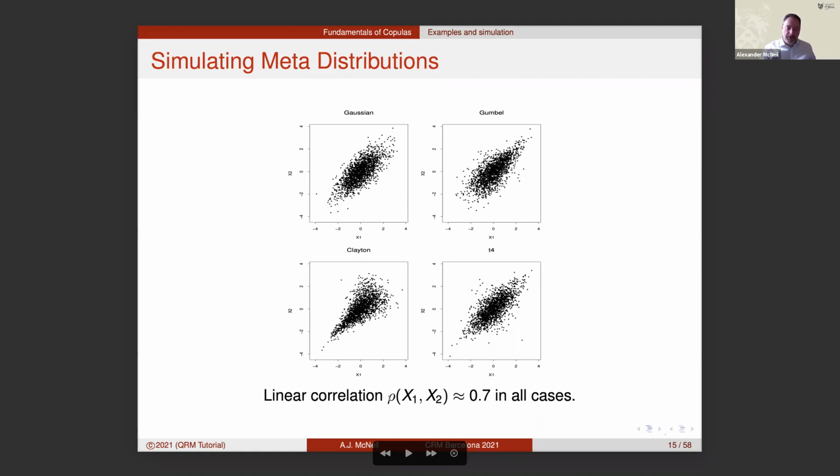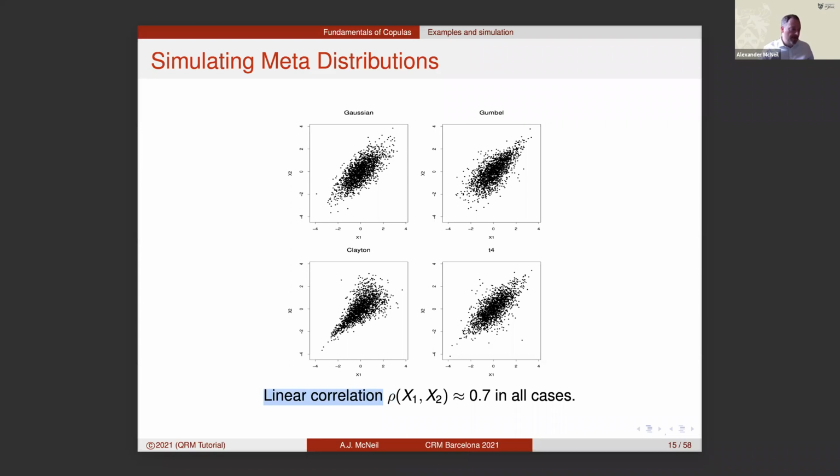Now, back to those strange parameter choices. Why did I take the parameters that I took? I did that so that in every case, I would get a distribution where the correlation, the ordinary Pearson linear correlation, would be 70% or thereabouts. So here I'm using rho to signify linear correlation. So in every one of these models, correlation is 70%.